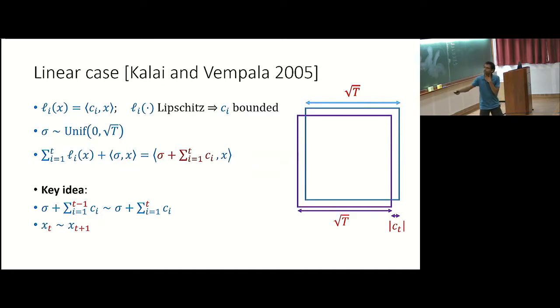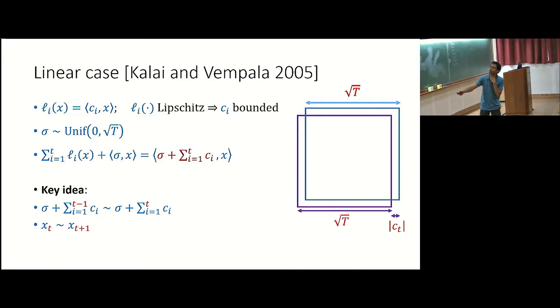Now, the difference between xt and xt plus 1 is only in the functions that are being optimized in both the cases, right? So in one case, I'm optimizing sigma plus summation i equal to 1 to t minus 1 Ci. In the other case, I'm optimizing sigma plus summation i equal to 1 to t Ci. So the only difference between these two is Ct.